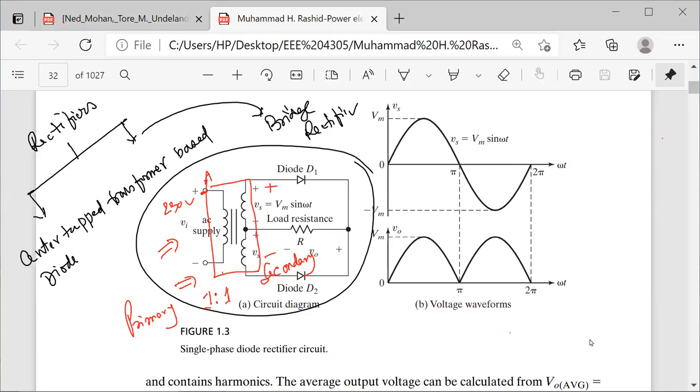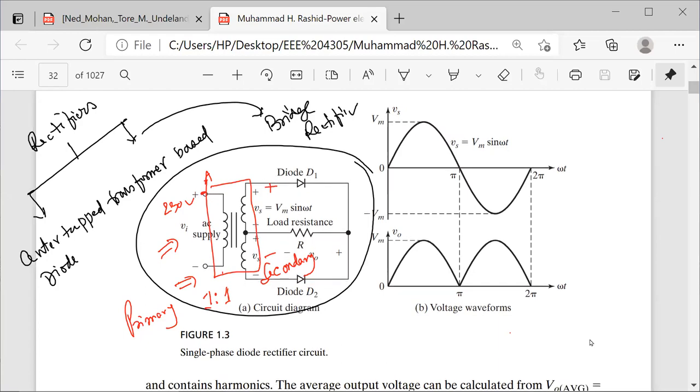Okay, so now look at the transformer. If the turn ratio of the primary and the secondary is the same, like N1 by N2 equal to say 1.